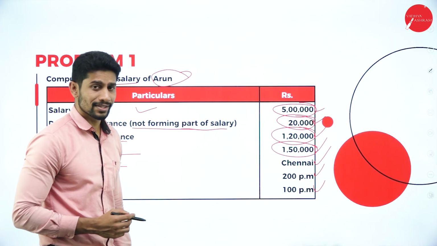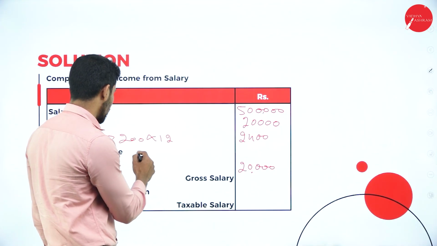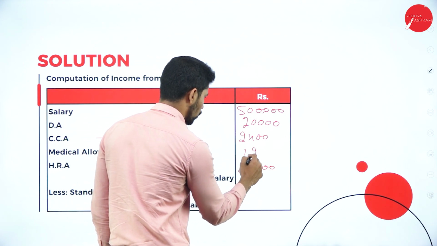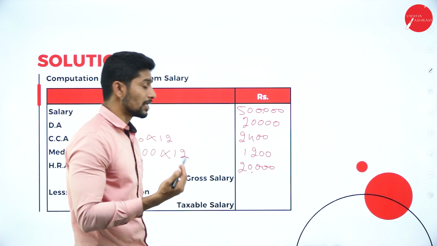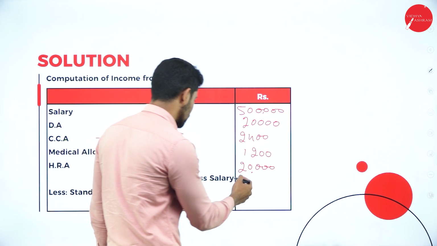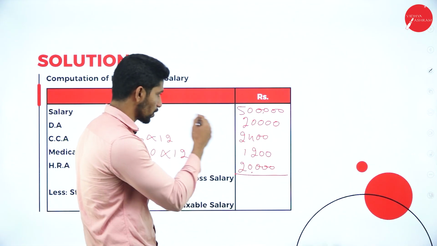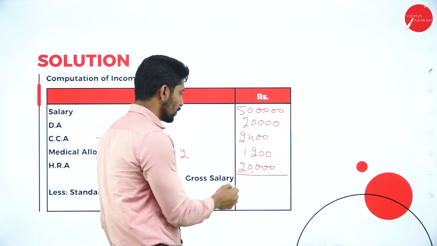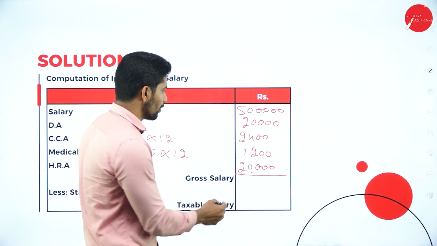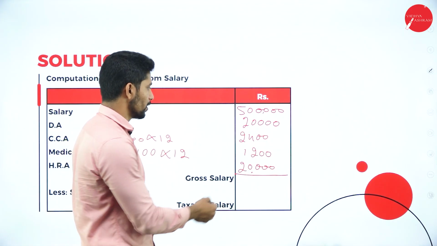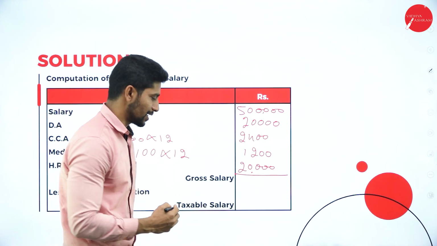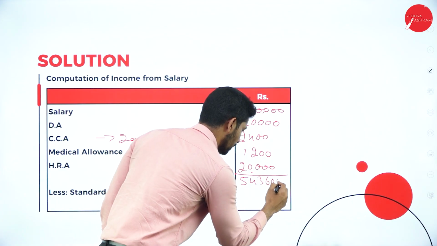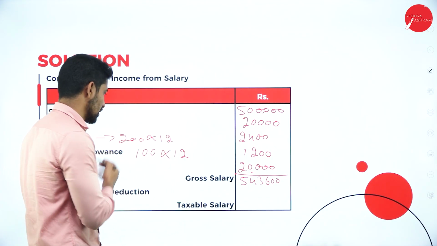Next, medical allowances 100 per month. So 100 into 12 months, 1,200. Just total this. You'll get the total. 5 lakh plus 20, 5 lakh 20, 5 lakh 20 plus 20, 5 lakh 40, 5 lakh 41,200, 5 lakh 43,600. Okay. Next, less deduction.